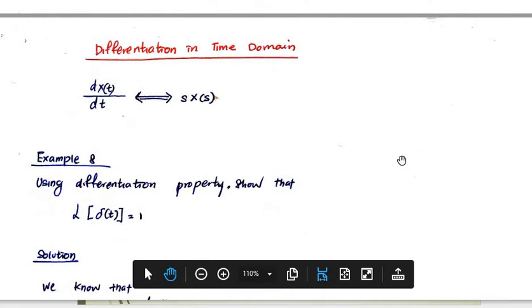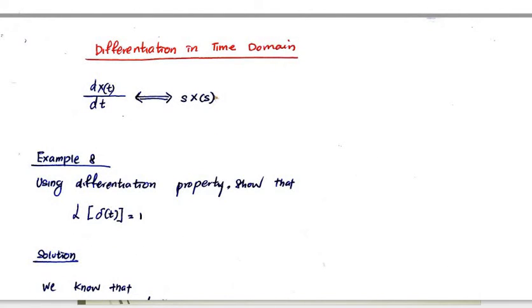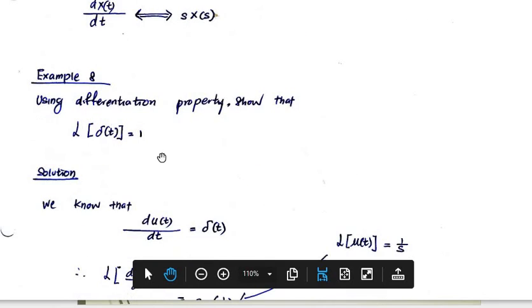Okay, now let's look at another property. There is a differentiation in time domain. Differentiate x(t), you will get sX(s). So using the differentiation property, show that the Laplace transform of delta(t) equals 1.